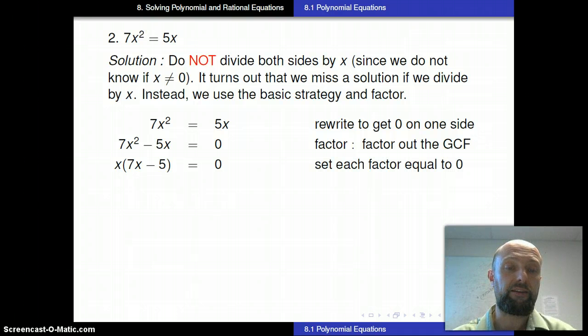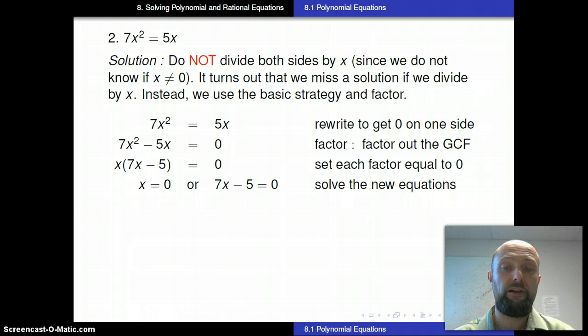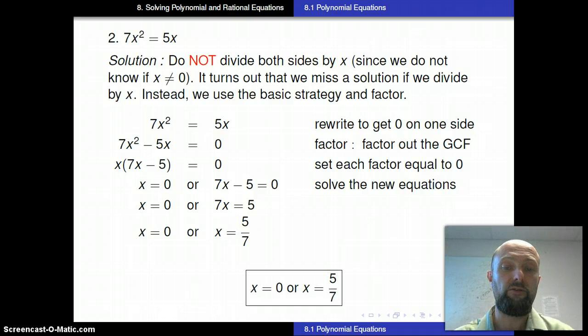Now we set each factor equal to 0. We get x is 0, or 7x minus 5 is 0. And we solve these new equations. The first equation, x is 0, is already solved. For the second equation, we move the 5 to the right side and then divide both sides by 7. So we find two solutions, x is 0, or x is 5 over 7.